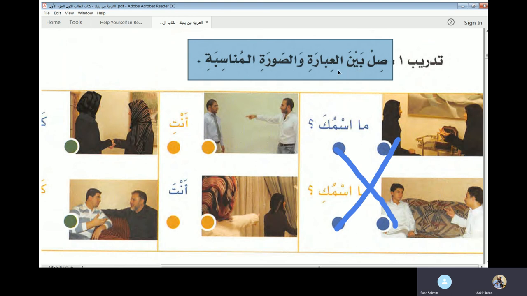Sil bainal ibarati wa suratil. Okay, I can't see. Hold on, let me try to turn my phone back. Okay, here we go. I'm gonna start over. Sil bainal ibarati wa suratil munasibah.